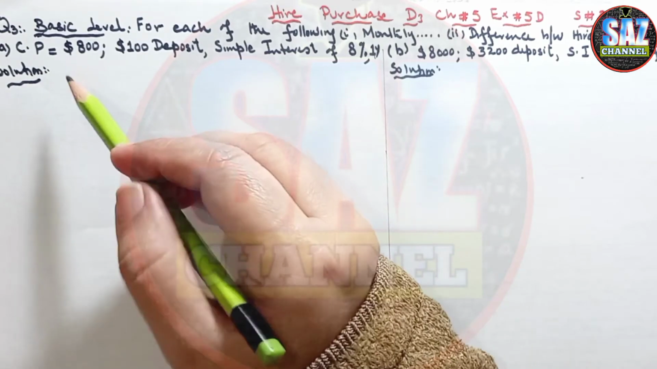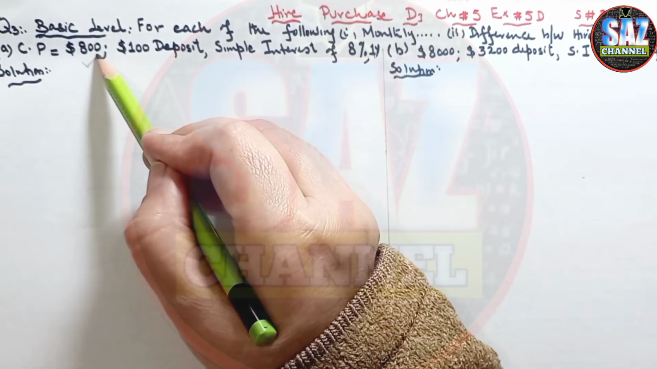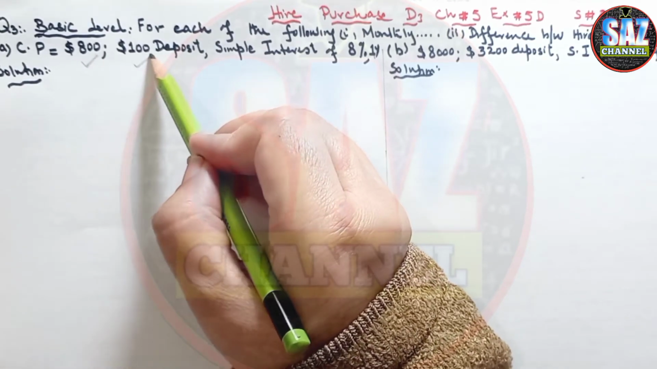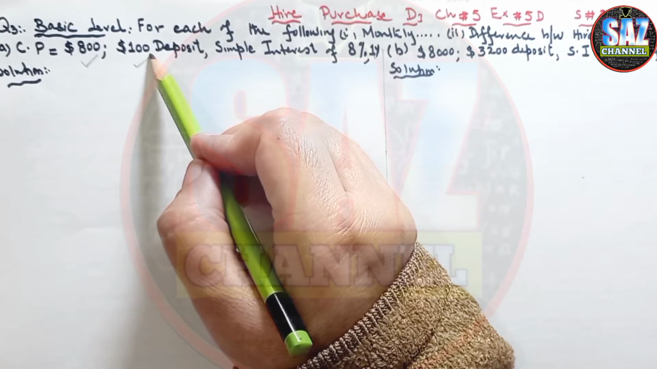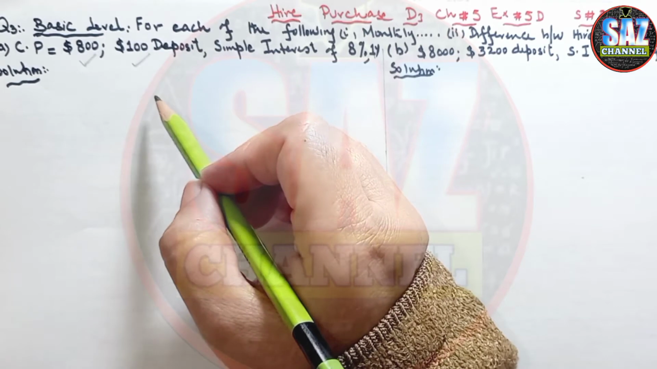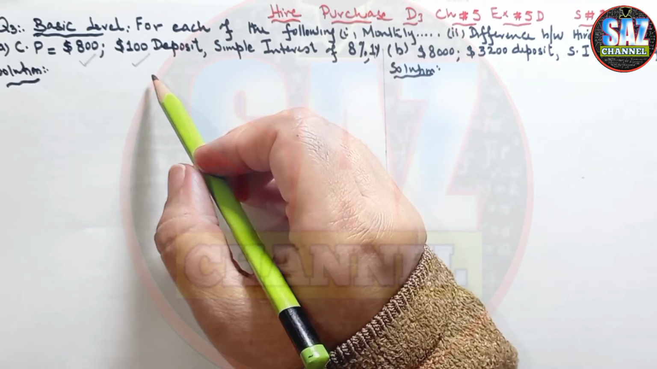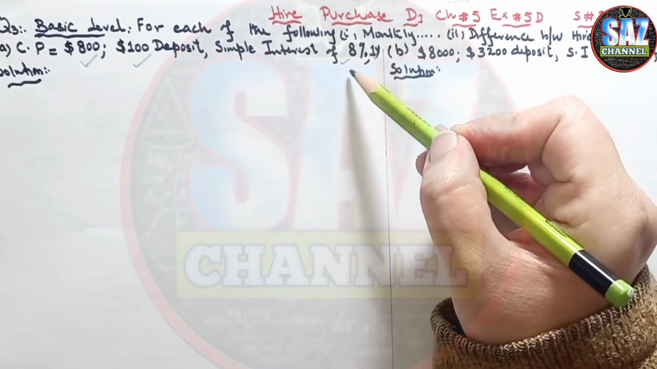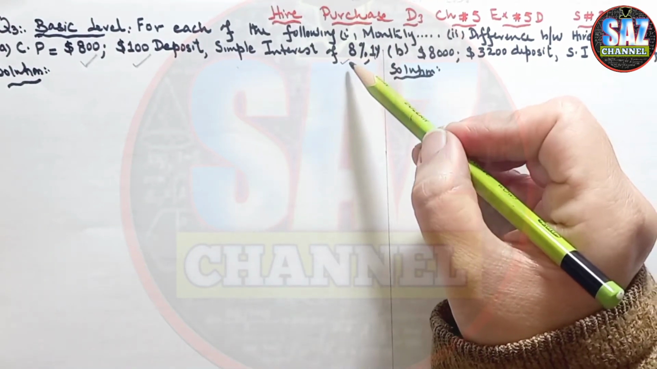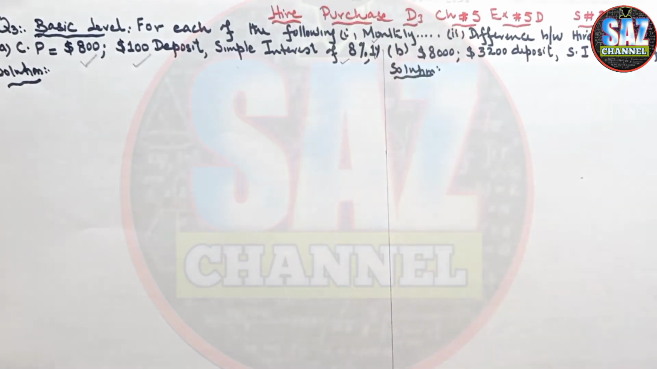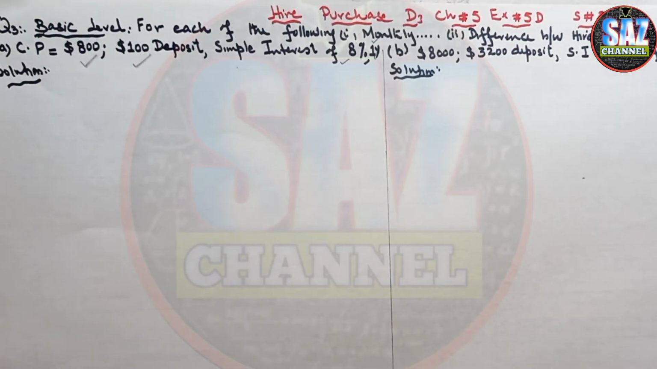If we look at the first part of the question, the cash price is $800. The deposit that we have to give to the shopkeeper as a down payment is $100. Here we are not given the monthly installments. We are given simple interest of 8%, that whatever is the amount remaining, we have to pay simple interest with the rate 8% for 1 year. It means that we have to complete the price of that object in 12 months. So let's move to the solution of the question.